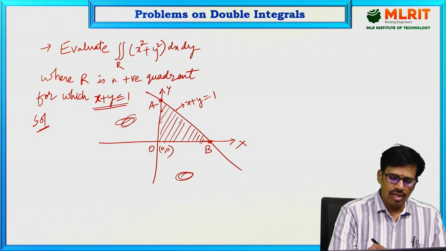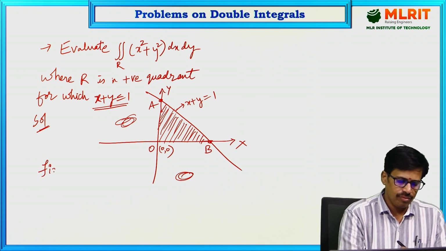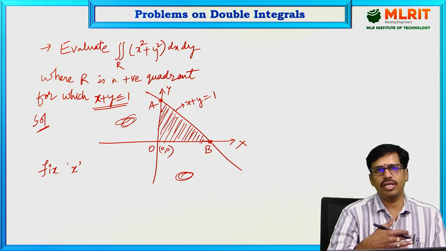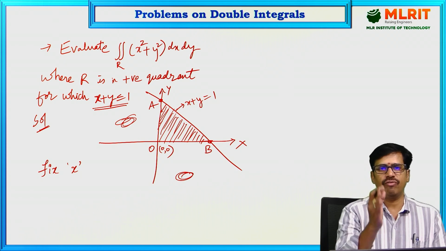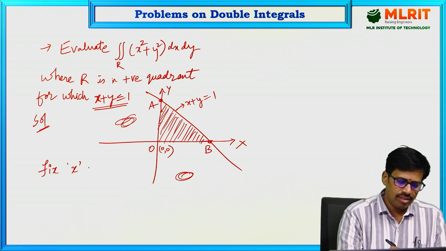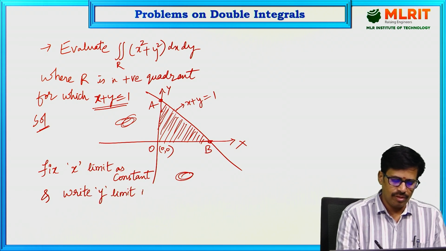Since we know the region is in positive quadrant, fix x limit as constant first. Always when the limits are not given, either you fix x limit constant, write down y in terms of x, or you fix y limit as constant, then write down x limit in terms of y. So let us fix x limit as constant and write y limit in terms of x.